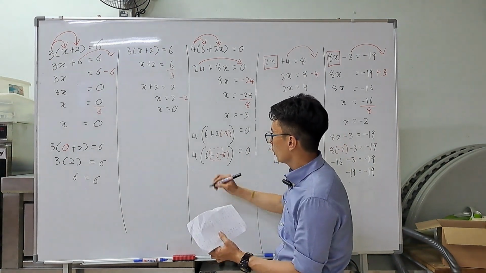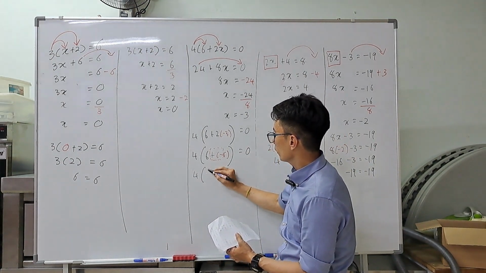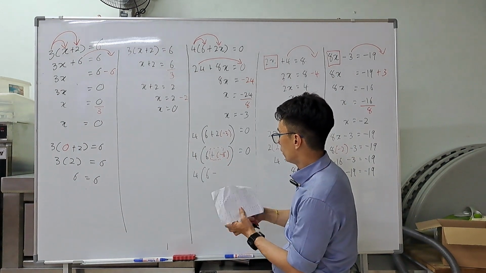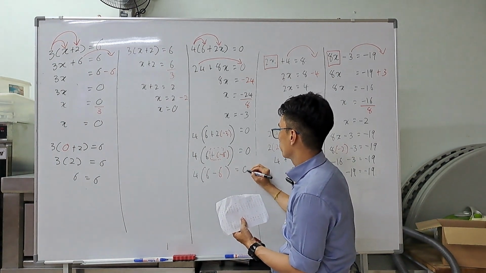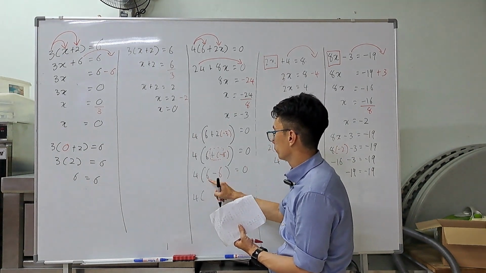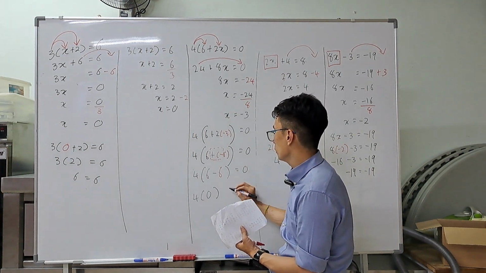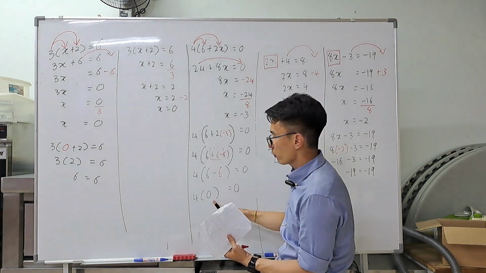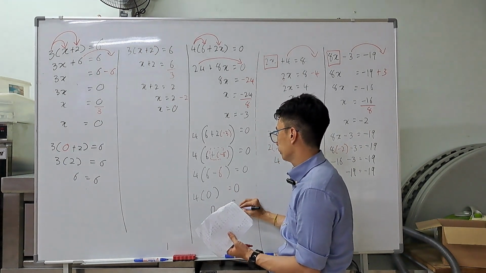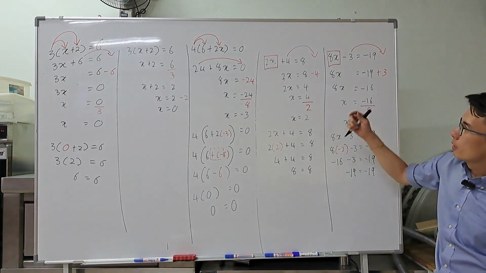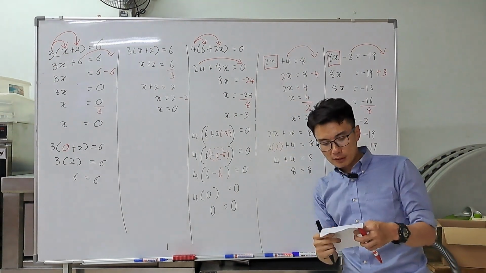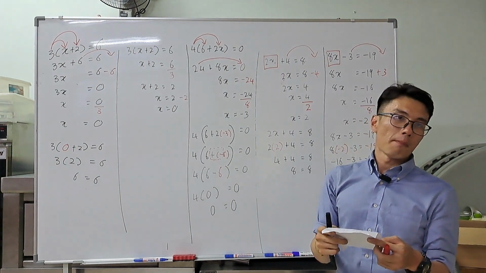So in the end, you will get 4 times (6 minus 6), which is 0. 6 minus 6 is 0. 4 multiplied with 0, you will get 0. Okay? Again, all these are simple steps, but very, very crucial in mathematics.